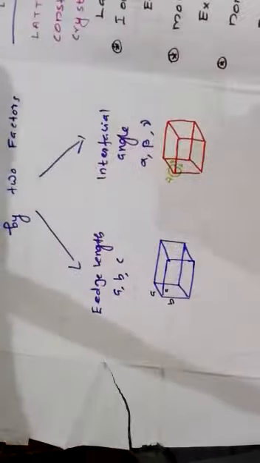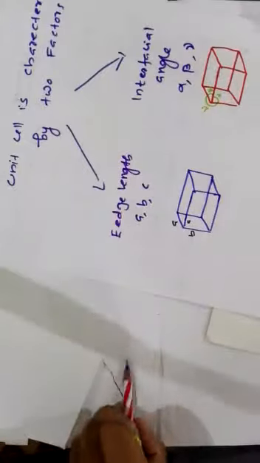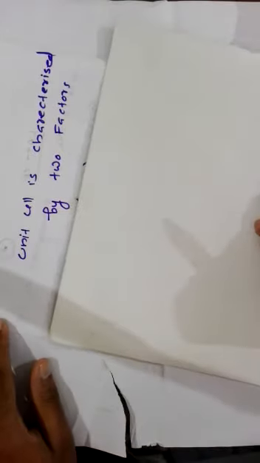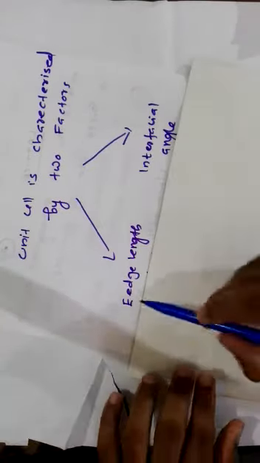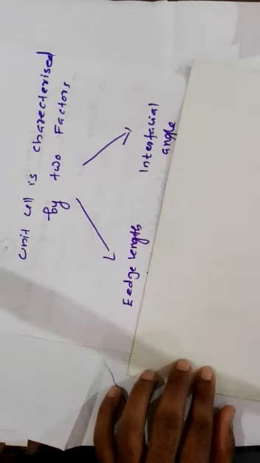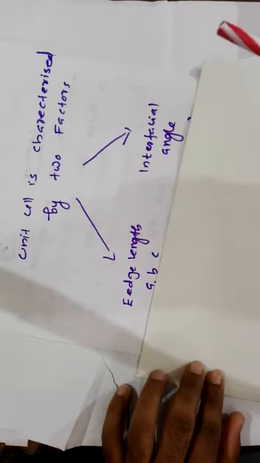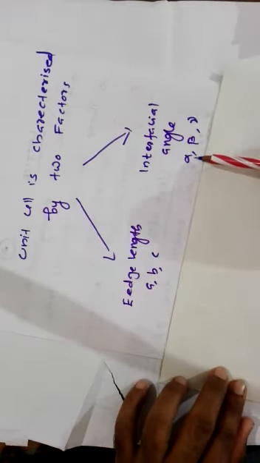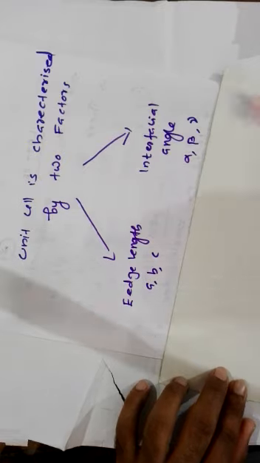Now, how can we characterize a unit cell? A unit cell is characterized by two factors. One is edge length, second is interfacial angle. Edge lengths are represented by a, b, and c. Interfacial angles are represented by alpha, beta, and gamma.